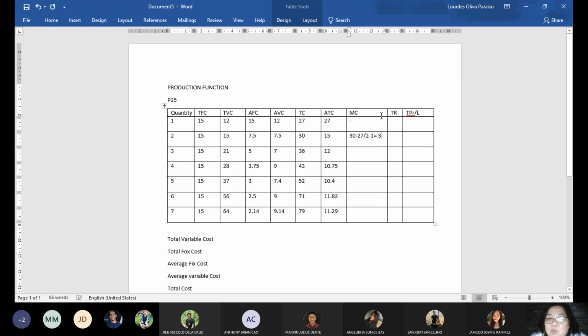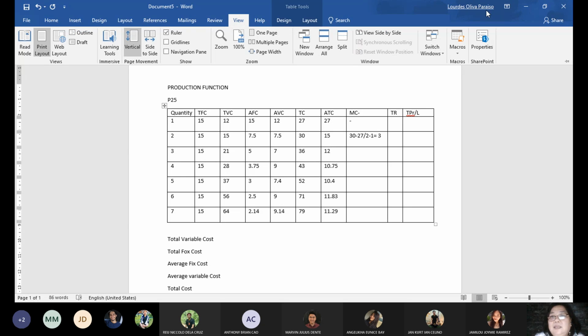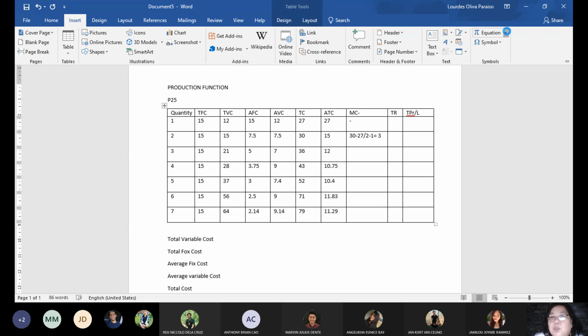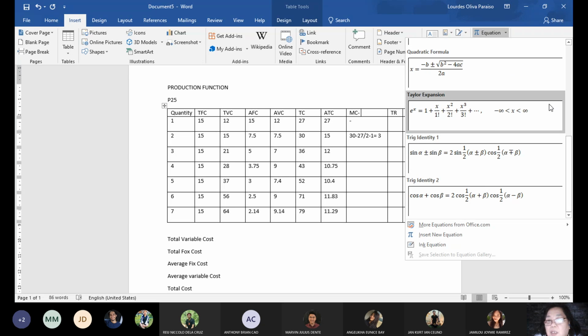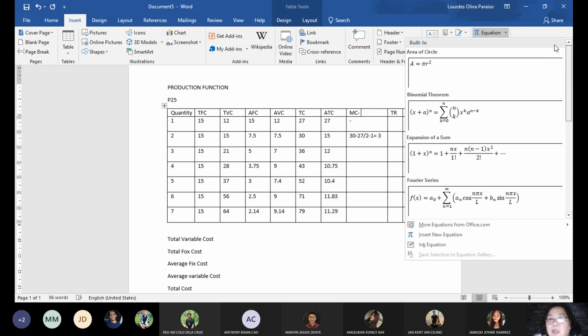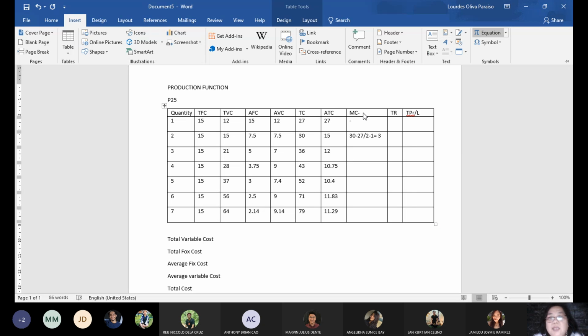Next, you have to deduct 36 minus 30, because the formula is this: marginal cost is equal to change in total cost over change in quantity. I need the triangle symbol from the equation, the change in quantity.